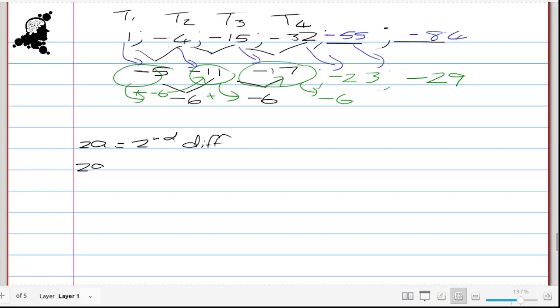So 2a is going to be equal to negative 6. I can solve for a. Divide by 2, divide by 2. a is equal to negative 3.